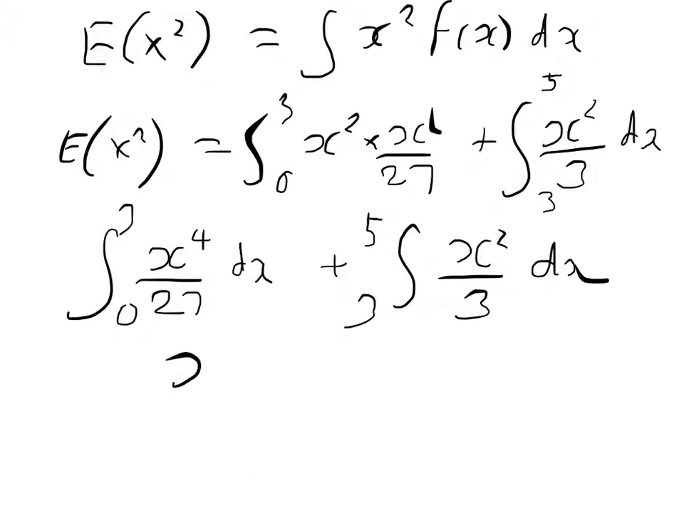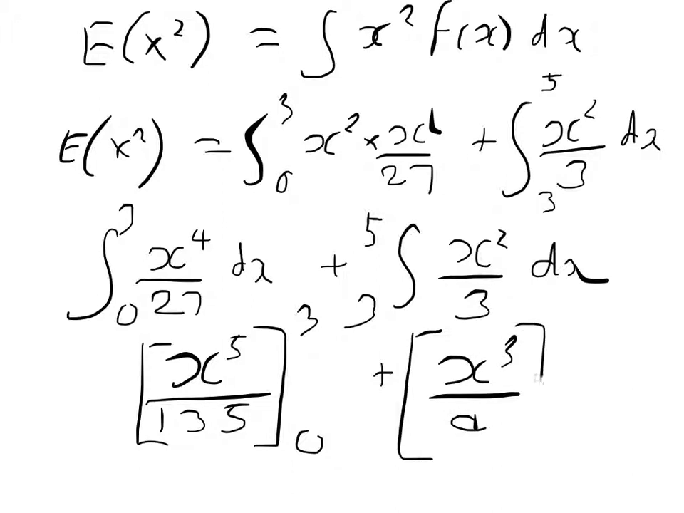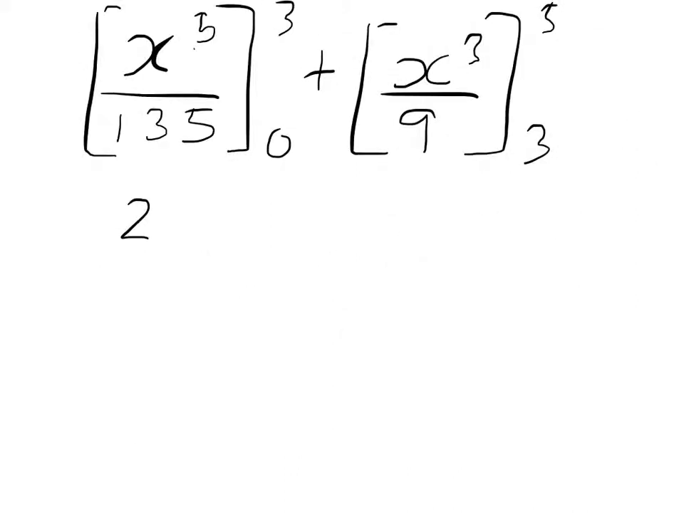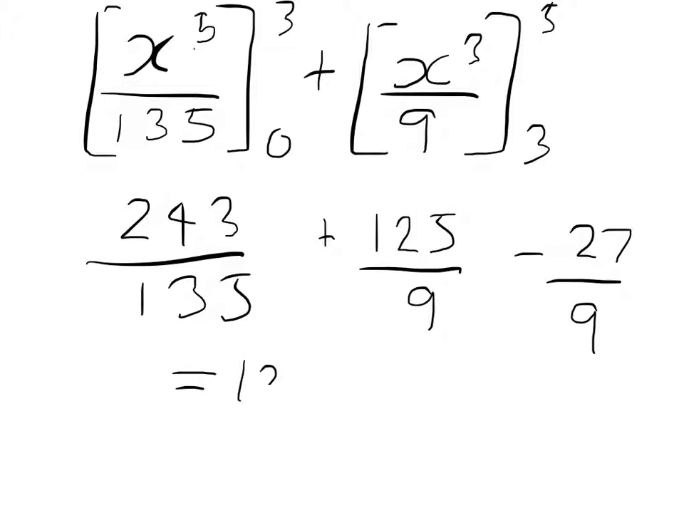So we'll now integrate. So that's x to the 5. 5 27s will be 135, and we've got to do that between 3 and 0, plus x cubed over 9 between 3 and 0. And correct this mistake down the bottom here, it should be between 5 and 3. So let's work this out, which gives me 243 over 135 plus 5 cubed, which is 125 over 9, minus 3 cubed, which is 27 over 9. So we'll finish this with the calculator, which equals 12.69.